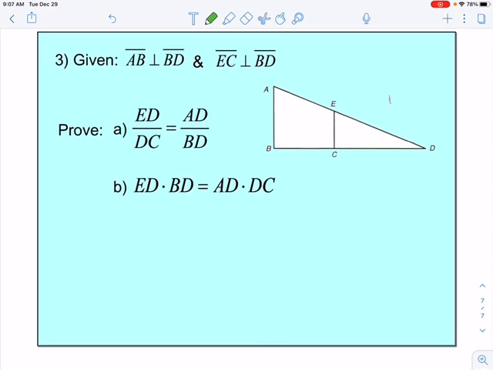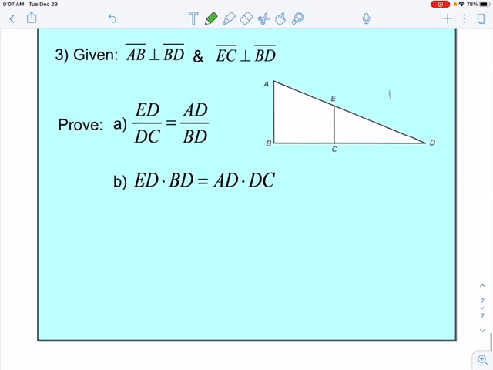Okay, last one, another proof. I'm given that AB is perpendicular to BD and EC is perpendicular to BD. And I want to prove two different things. I want to prove that ED over DC equals AD over BD. So that would be corresponding sides are in proportion.